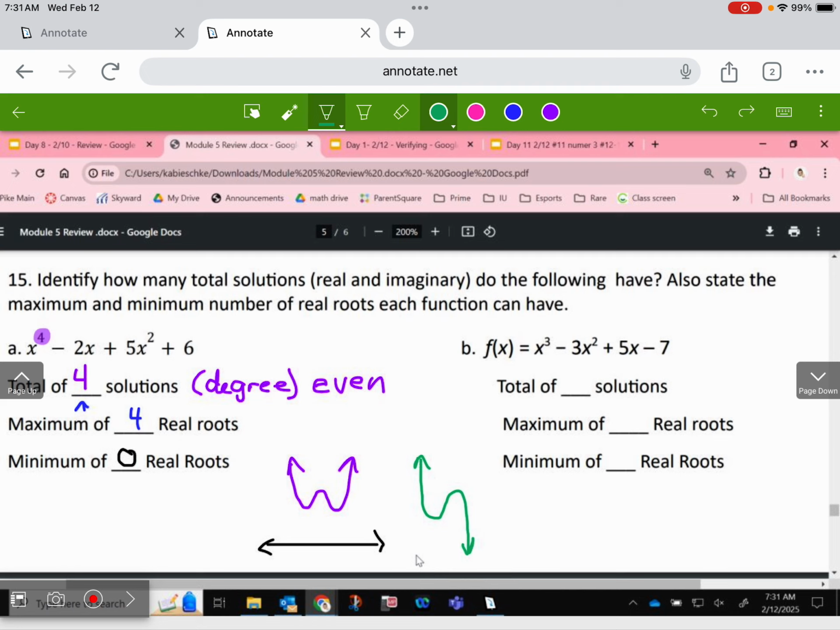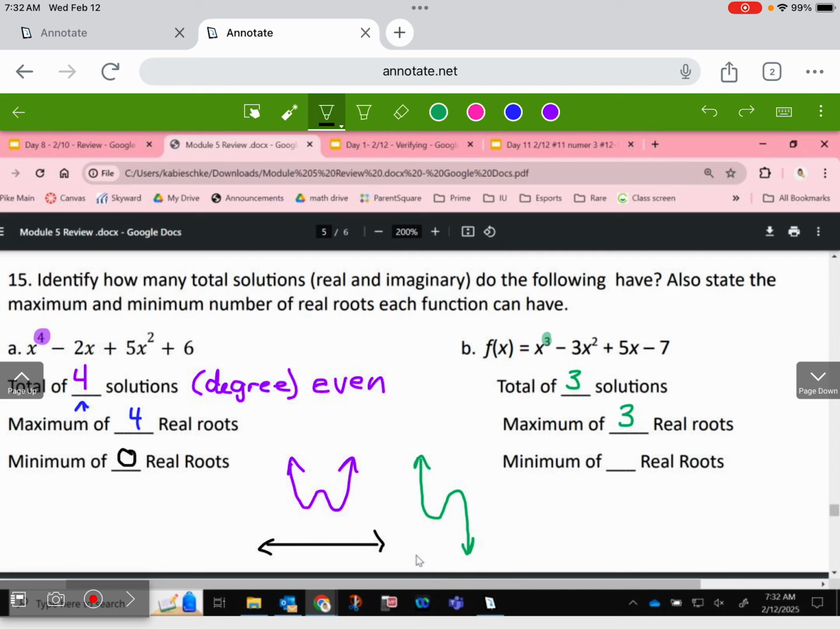So let's look at B real quick, since we're right here. How many solutions is it going to have? What's our total? 3. It's our degree. That's how we tell. So the maximum number of roots it can have is 3, the same as that degree. This could cross 3 times right here: 1, 2, 3. It's the most it can have.